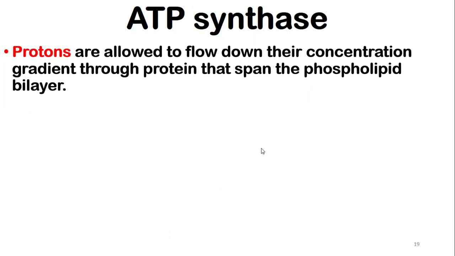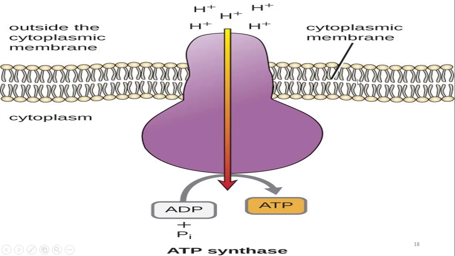ATP synthase. Protons are allowed to flow down their concentration gradient through proteins that span the phospholipid bilayer. For example, this layer is said to be the phospholipid bilayer. Hydrogen ions move down, or flow down, and they can be used to release energy.